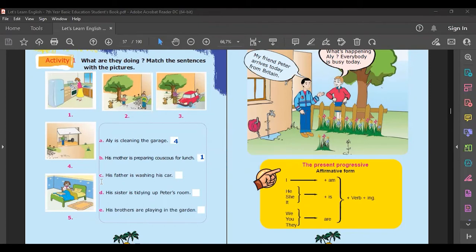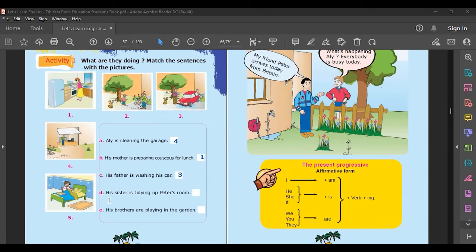We have C: His father is washing his car. This picture is picture number 3. So his father is washing his car, this is number 3.